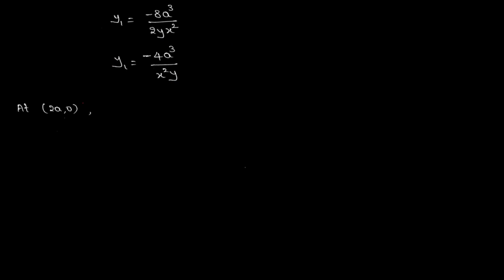The point is 2a comma 0. Let us put x is equal to 2a and y is equal to 0. When we put in the place of y 0, because 0 comes in the denominator, the value tends to infinity, which is not defined. So we cannot use our original formula for radius of curvature.